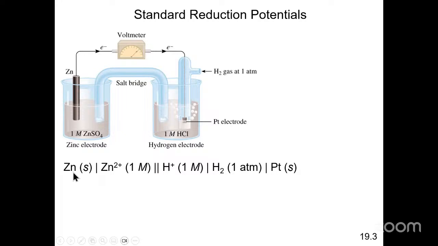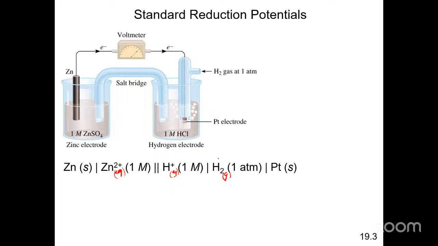So the zinc is undergoing oxidation to form zinc 2+, right? And this has a 1 molar solution. And again, this should be aqueous. Put that here. This should be aqueous here, right? And then we have the 2 lines, and then we have the different items for the hydrogen electrode. This should be aqueous here, and this should be a gas here, all right?